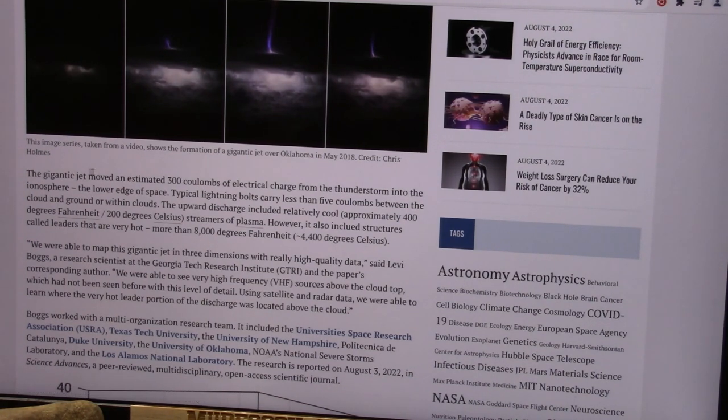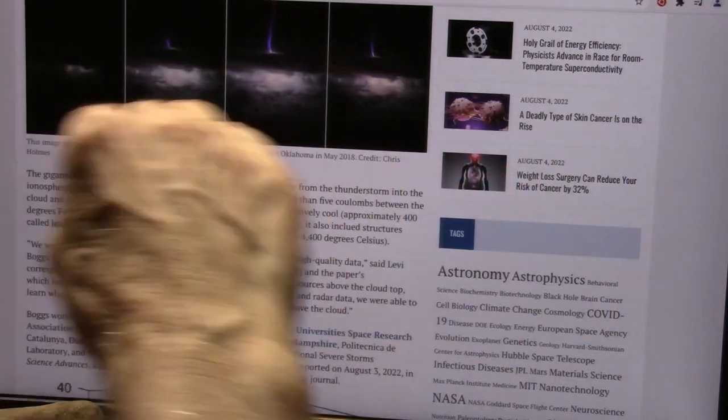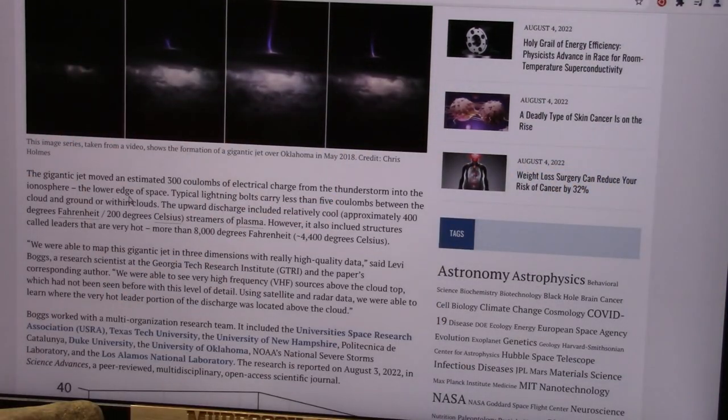It's not understood. It says the gigantic jet moved an estimated 300 coulombs of electrical charge. Well, what is a coulomb? It is 6.24 quintillion electrons. So just think of a gigantic bucket of electrons going up in space. And they emitted from the thunderstorm into the ionosphere, which is the lower edge of space. So you got space out here, then you got the ionosphere. And the only reason the ionosphere is here is because of the scrub of space.